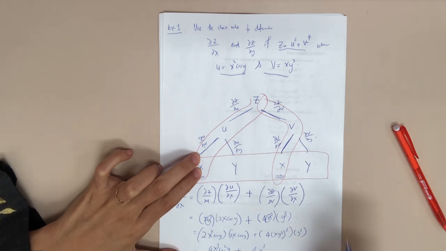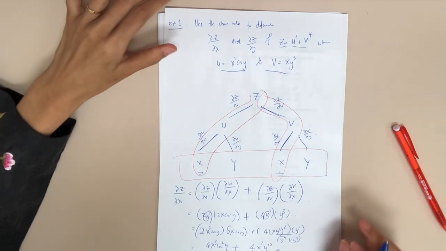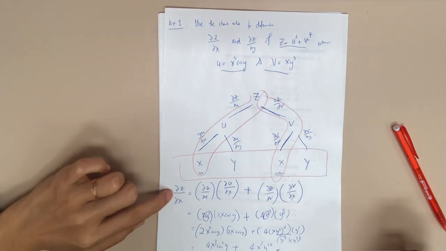I write first this y to the power 9 and then times y cubed. So this 9 and this 3 you add, not multiply, it will be addition. So it will be y to the power 12. So this is the answer. We just finished the first one, dz/dx.